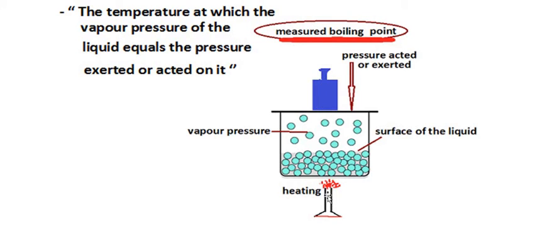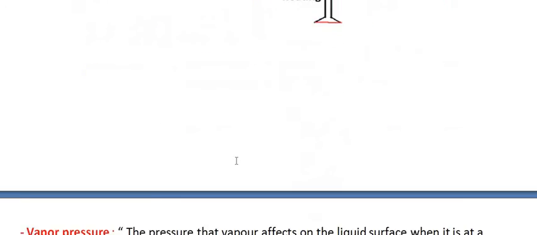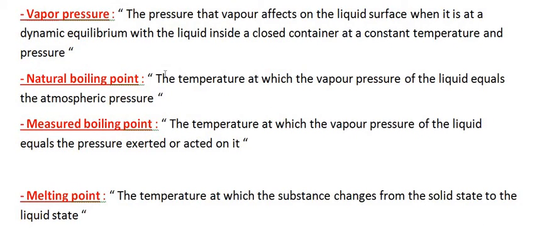The temperature at which the pressure of this vapor is equal to the outer pressure is called the measured boiling point. Of course, this temperature is higher than the normal boiling point of this liquid. So the measured boiling point is the temperature at which the vapor pressure of the liquid equals the pressure exerted on it. So you must review these definitions: vapor pressure, normal boiling point, measured boiling point.